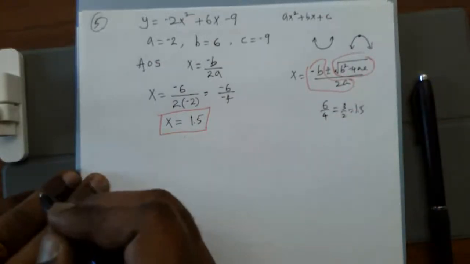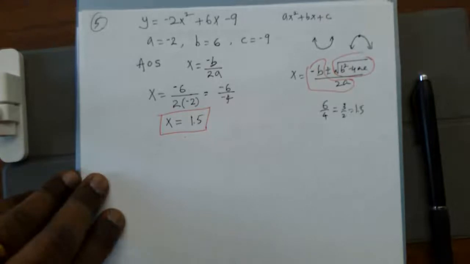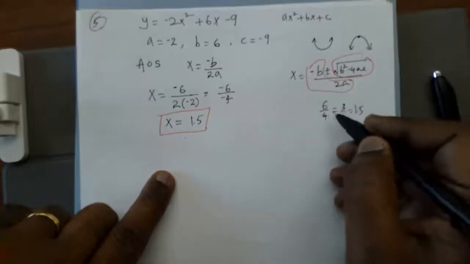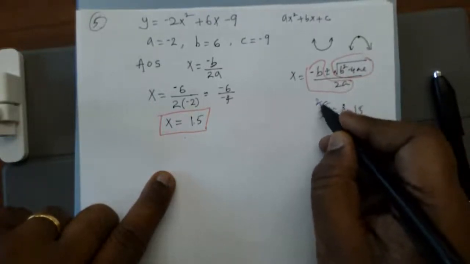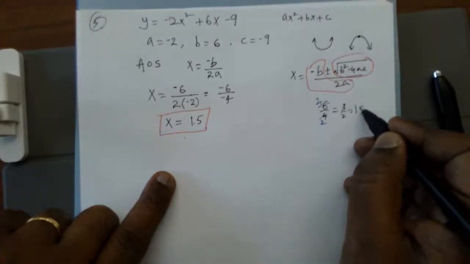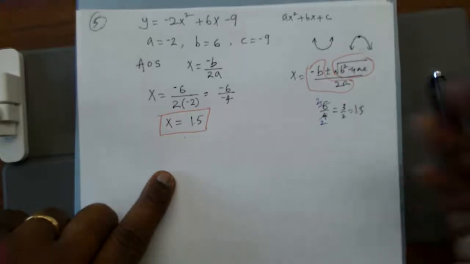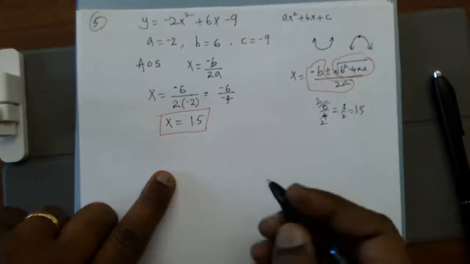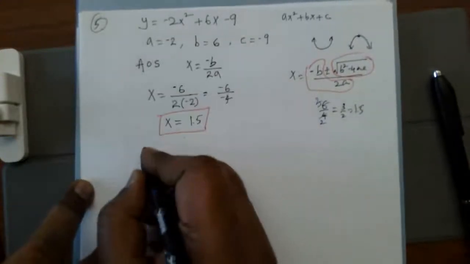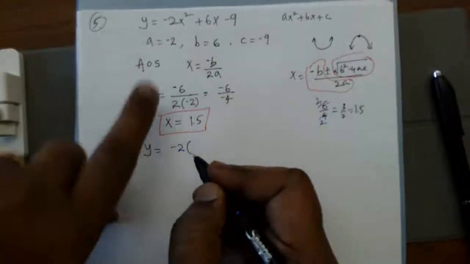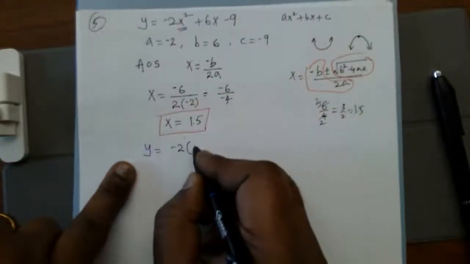Yes? I didn't get what you said. Yeah, this 6 over 4, 2 cancels 3 times and 2 cancels 2 times. 6 divided by 4 is 3 over 2, which is the same as 1.5. I just simplified like that, or directly you divide by 4. Okay, good question.